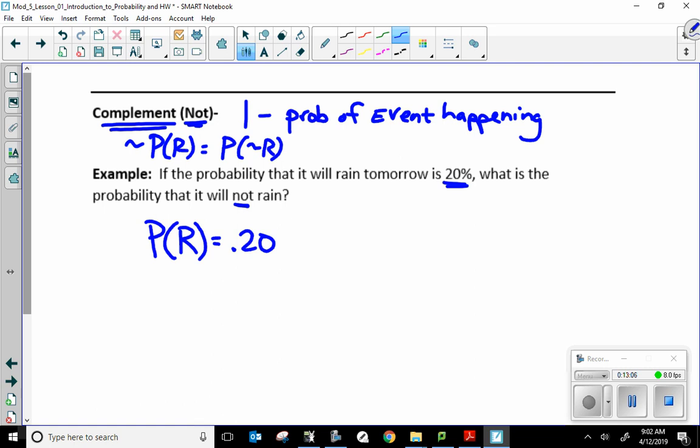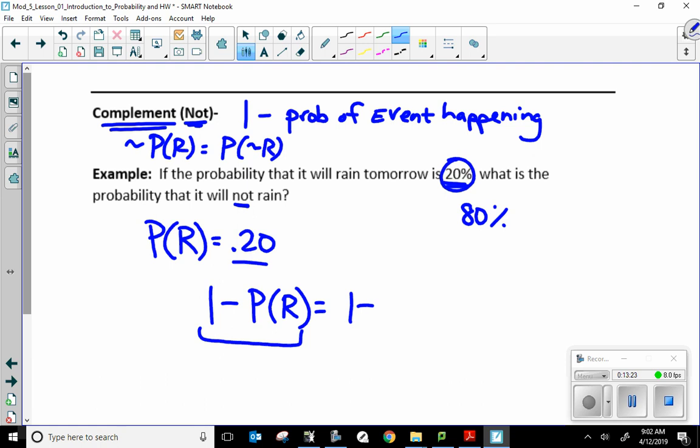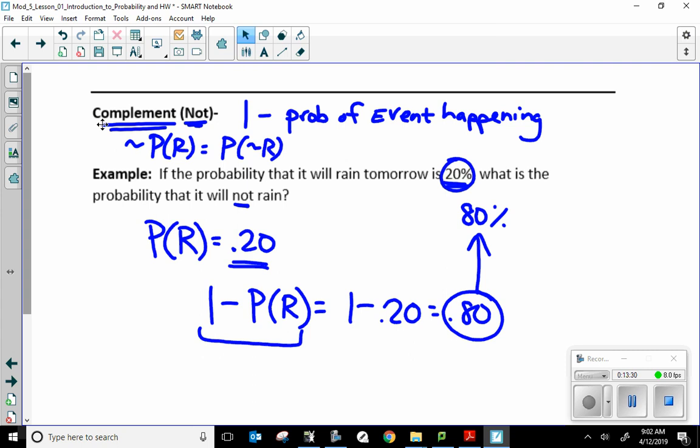I'm going to take the number 1, and I'm going to subtract the probability of it raining. Now, common sense should tell you, if there's a 20% chance that it does rain, there's an 80% chance that it will not rain. Okay? So if I use this math here, I take 1, subtract my 0.20, and I get 0.80, which is 80%. All right? Just a little bit of common sense wrapped in some mathematics.